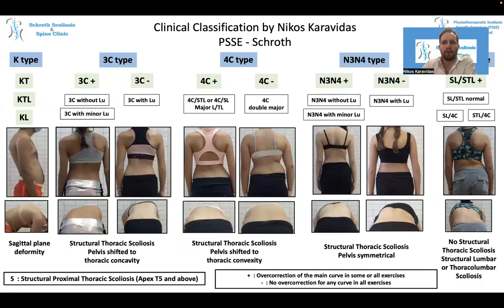Let's take a look at this classification. We have the K-type. K-type means thoracic kyphosis, KT, KTL, thoracolumbar kyphosis, and KL, lumbar kyphosis. So this is only sagittal plane deformity and kyphosis classification.